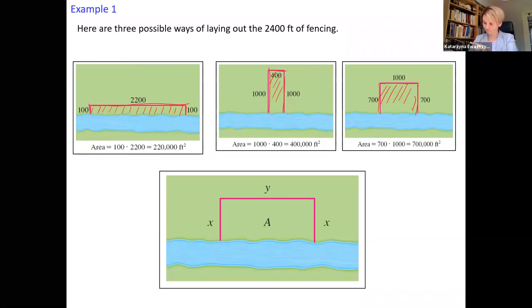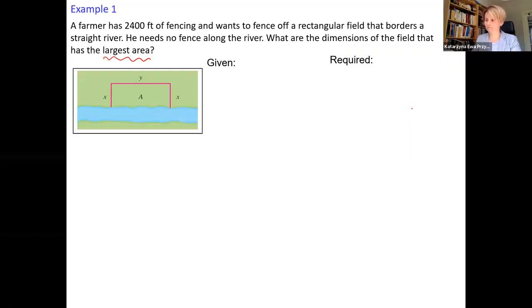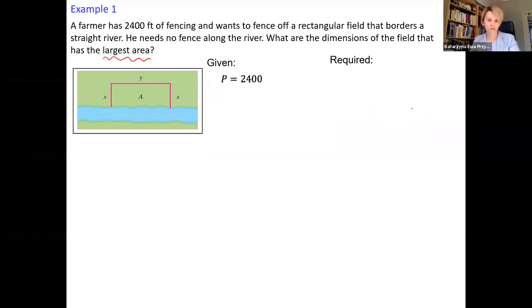No, no, no. We will build a rectangle, label it with unknowns x and y, and go from there. We will build a function, a model that depends on the length and width. Okay, let's see given and required. I copy that picture. Given information is this perimeter, 2,400.